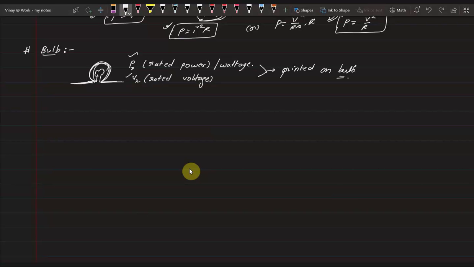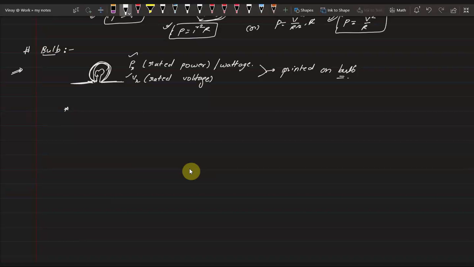Please remember, if you take any bulb, always two things will be printed on it. One is rated power, also called wattage, and the other is rated voltage. These two must be printed on the bulb. Then from this, I will tell you a few things. Understand very clearly, because most of the students are confused here about what the rated power is and what the power loss is. So please try to understand carefully.